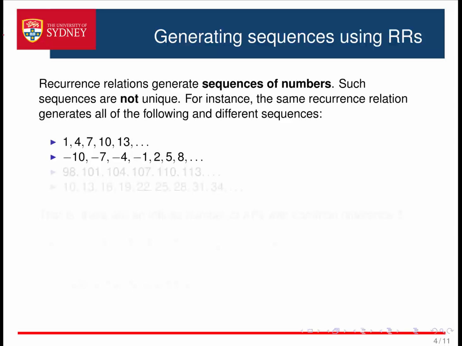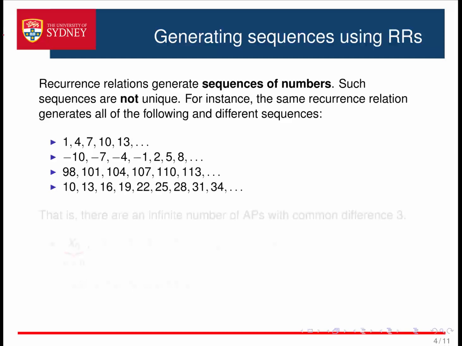If x0 is equal to negative 10, the same recurrence relation can be used to generate a very different looking sequence, minus 10, minus 7, minus 4, etc. If we start at 98, again exactly the same recurrence relation generates a very different looking sequence again. If we start with the initial term of 10, then the sequence corresponds to our early example of the modelling enthusiast club.